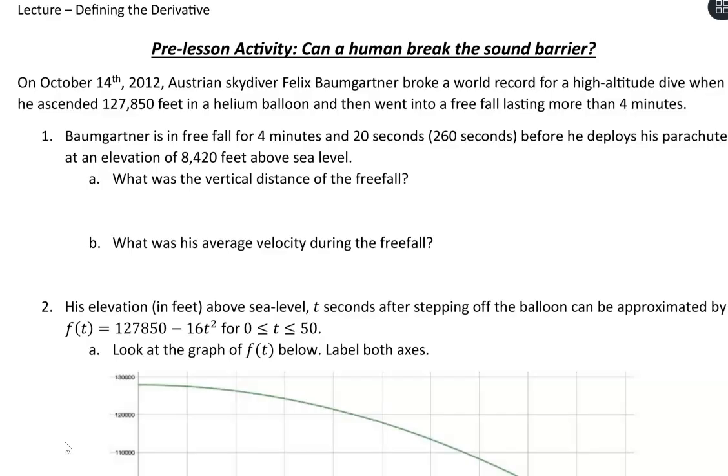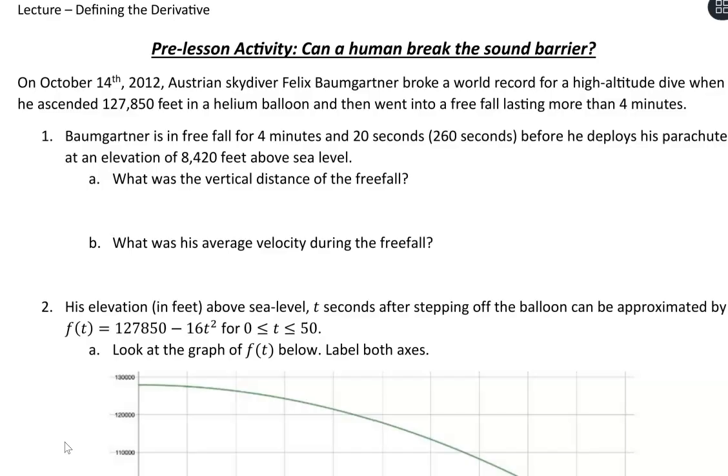But it was a high altitude dive from 127,850 feet. Free fall for 4 minutes and 20 seconds, so a total of 260 seconds before he deployed his parachute at 8,420 feet. So we're interested in his velocity while in free fall. How fast was he going?